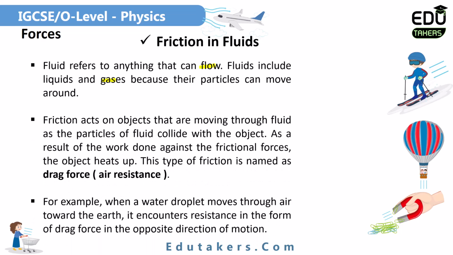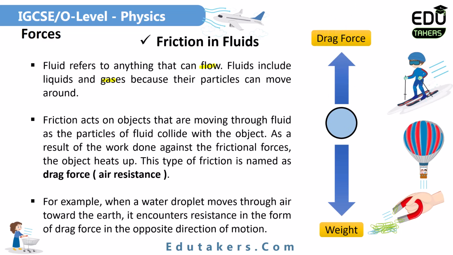So what is meant by the friction in the fluid? You can see here, there is a moving water droplet and it's moving through the air, which is the fluid. Then what will happen? How many forces are acting on this? There are two forces acting on this water droplet. One is the weight, which is acting in the downward direction. It is the force of gravity of the earth acting on this droplet. And the second one is the drag force, which is acting in the opposite direction. Here the drag force can also be called air resistance. It plays the role of friction in the fluids.